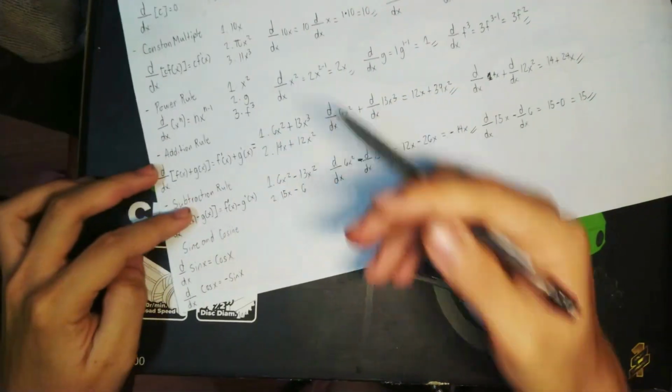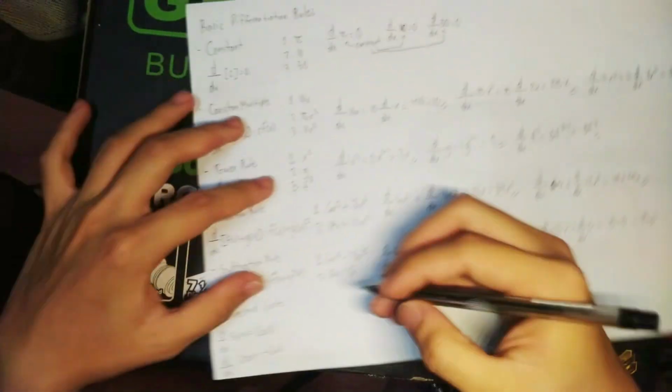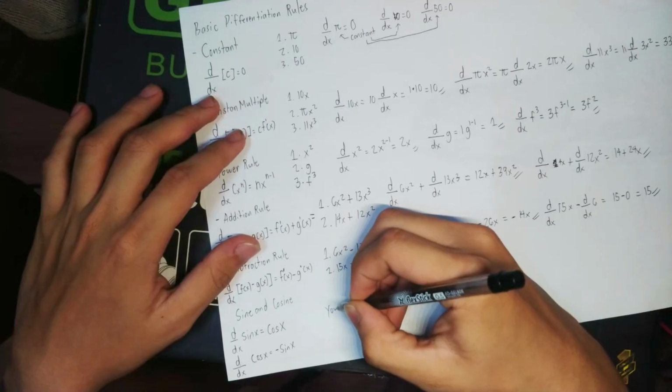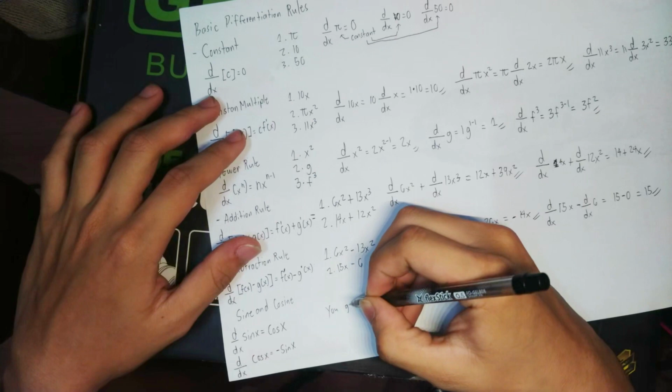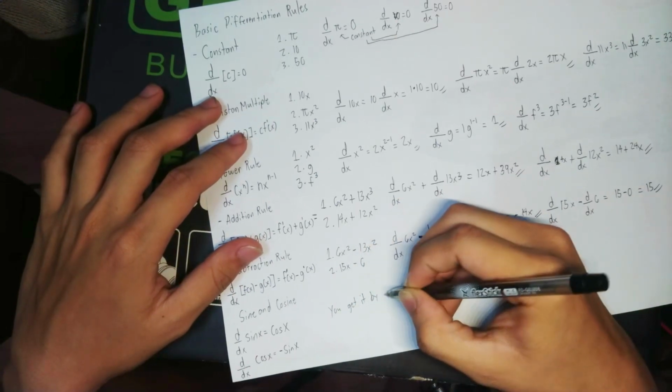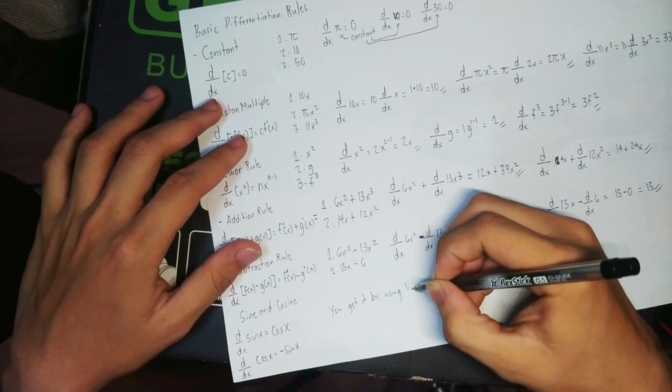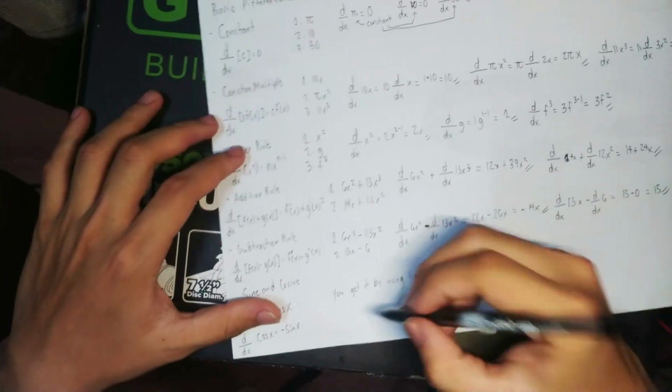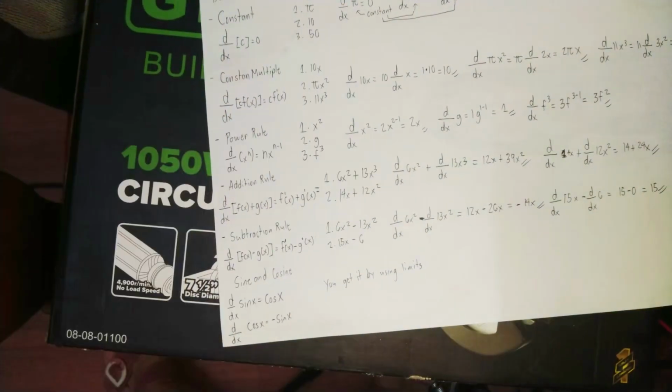Now for sine and cosine, for this, you have to check other sources, because this one is kind of a long one. But essentially, it states that the derivative of sine x is equal to cos x, and the derivative of cos x is equal to negative sine x. You can get it by using limits from the first video.